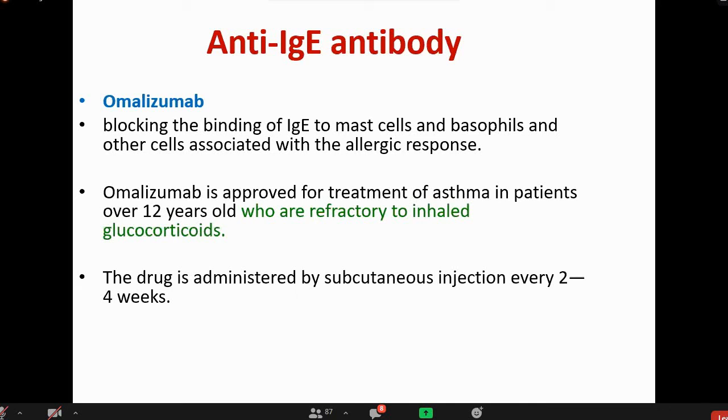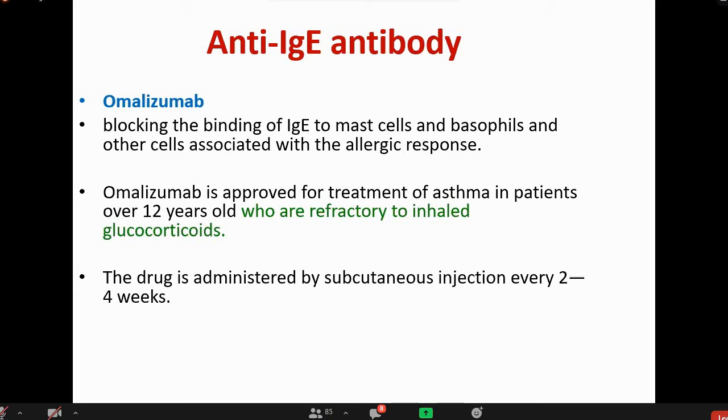So antigen-antibody reaction takes place and there is rupturing of mast cells. So in that, what will happen? There is release of inflammatory mediators responsible for producing bronchoconstriction. One important example against that immunoglobulin E, to prevent this antigen-antibody reaction, is omalizumab.